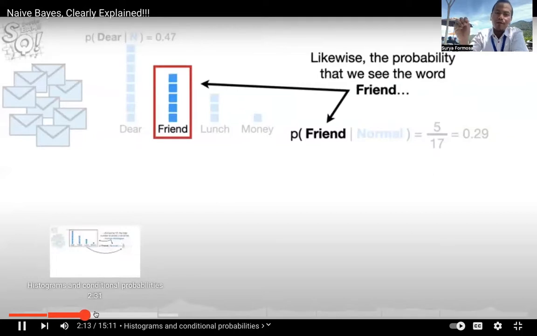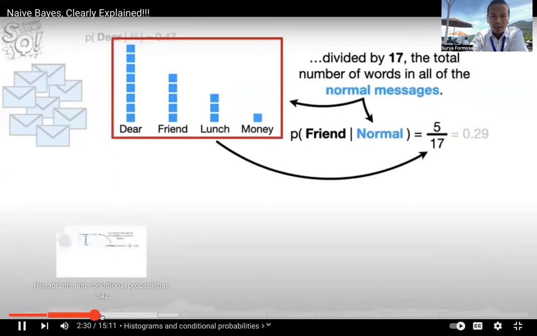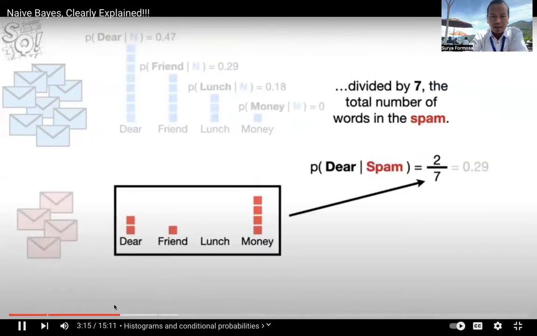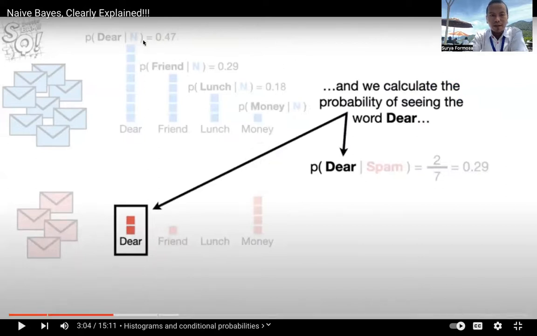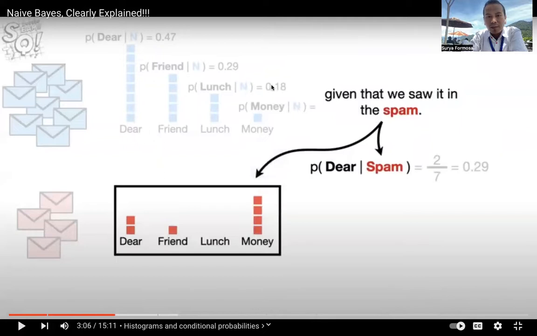Jadi then we also calculate the probability of each word, and then we got this one. The probability of dear is 0.47, the probability of friend is 0.29, the probability of lunch is 0.18, and the probability of money is 0. Dikurangi hasil paling akhir ya untuk yang money ini. Ini kebetulan tidak nampak karena tertutup label yang ini.